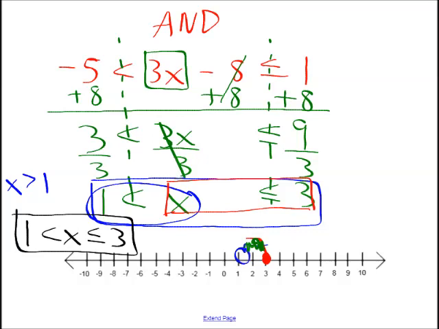Okay, so there is a brief lesson on compound inequalities. We did one or statement and we did one and statement. This should help you get started and get you familiar with these. If you have any questions in class, please let me know.